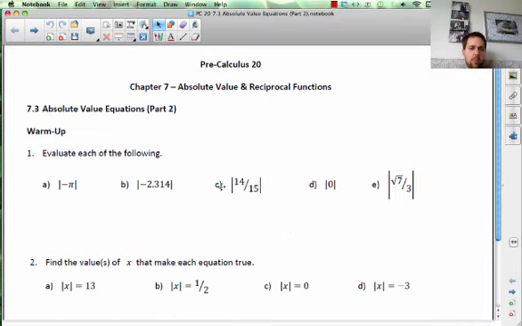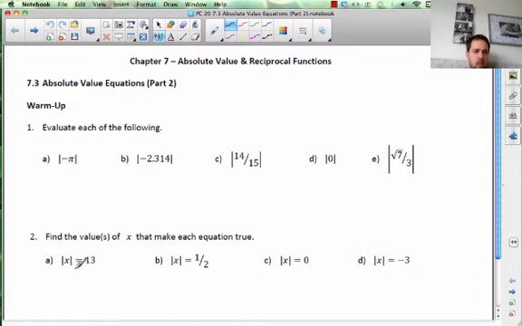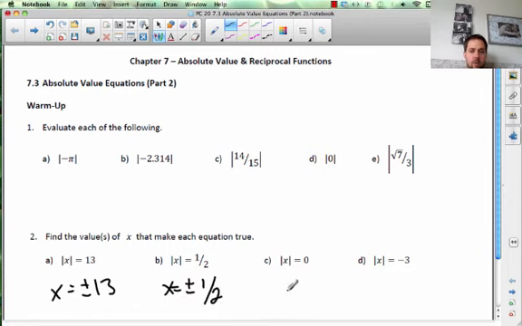So here's a quick warm-up. I'll leave you to do it. This is stuff you should all be able to do pretty quickly. At least this first part, anyway. This one, two solutions, x equals plus or minus 13. Two solutions, x equals plus or minus a half. One solution, x equals 0. And no solutions, because the absolute value of a number can never end up negative.